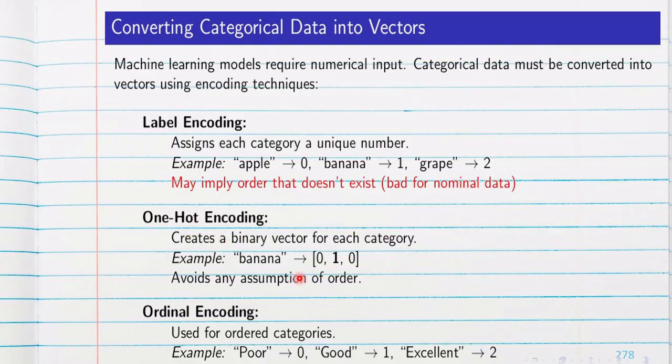One-hot encoding means we create a binary vector for each category. For banana, we will assign 0, 1, 0. It avoids any assumption of order. Then ordinal encoding is used for ordered categories. Ordinal, ordered. Like that you can remember. Ordinal is meant for ordered. Poor, 0. Good, 1. Excellent, 2.